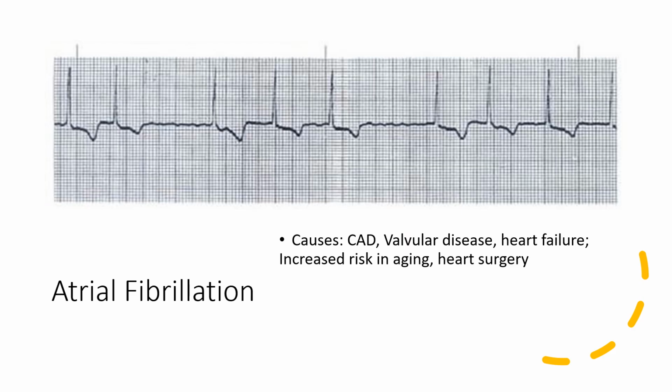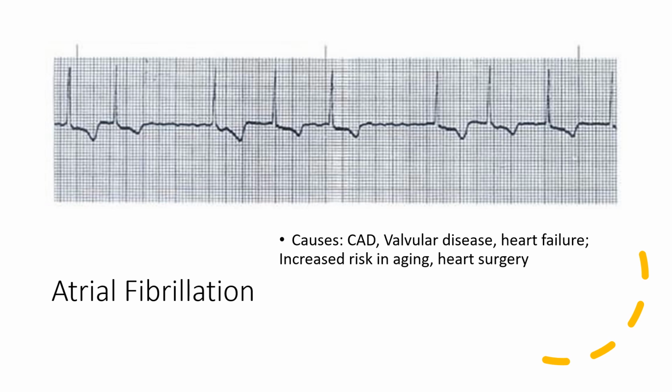Atrial fibrillation can look different in different strips. Like we said, don't memorize the strip. But looking at this, the first thing I notice is it's irregular. It's all over the place. Those R waves are not the same distance apart. And then if we start looking at our 5 steps, do we have a regular rhythm? No, it's irregular.